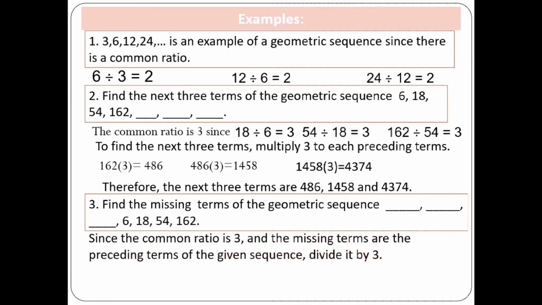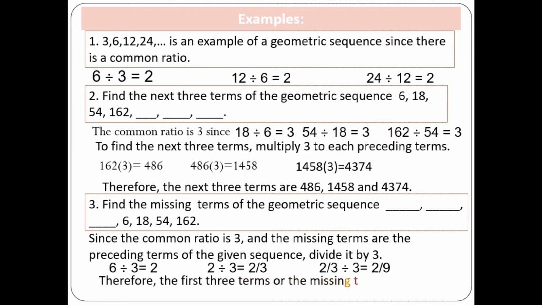Number 3, find the missing terms or the first three terms of the geometric sequence _, _, _, 6, 18, 54, 162. Since the common ratio is 3, the missing terms are the preceding terms of the given sequence divided by 3. So 6 divided by 3 is 2, 2 divided by 3 is 2/3, and 2/3 divided by 3 is 2/9. So the first three terms of the given geometric sequence are 2/9, 2/3, and 2.